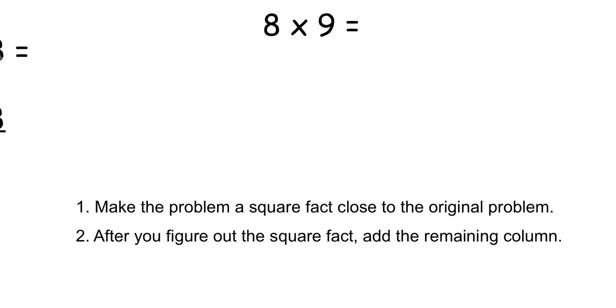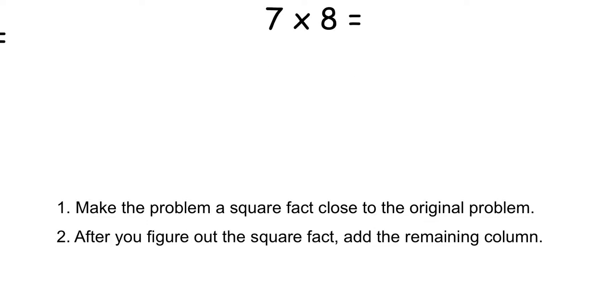Let's work on this one. 8 times 9 is going to become 8 times 8 plus 8. And of course 7 times 8 is going to be 7 times 7 plus 7. So that's how you can think about these problems that are close to the square number problems.